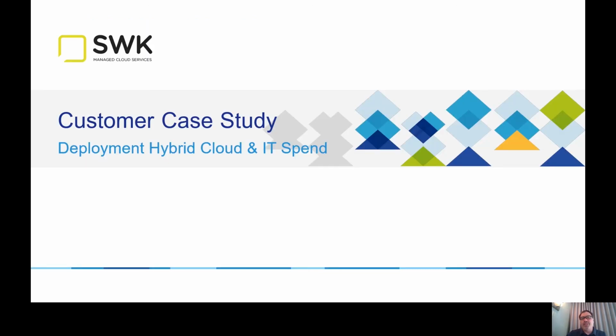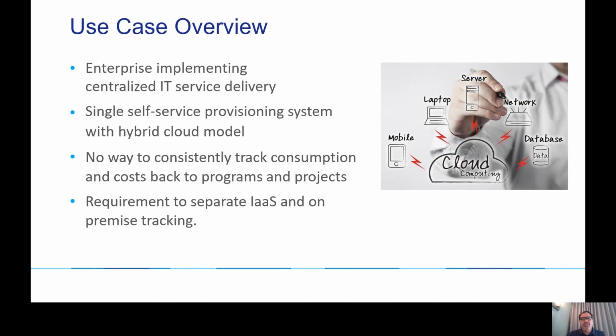So let's talk about a customer case study. I think it's always important to relate this to somebody who's experienced the world of hybrid cloud and IT. So, an enterprise implementation of central IT service delivery, they wanted a single service provisioning system.